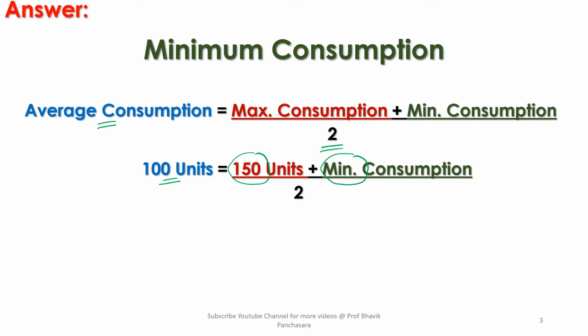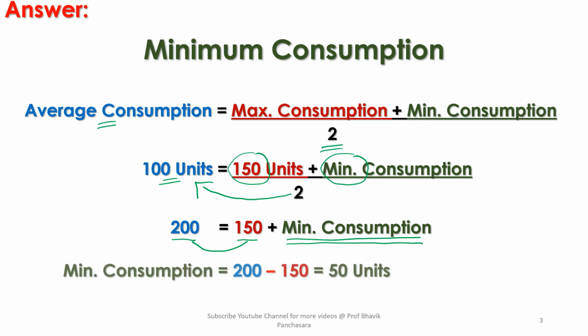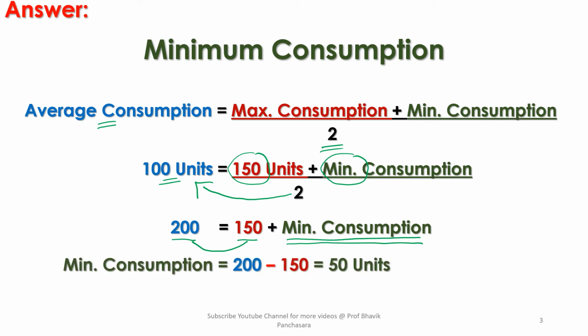For that purpose, this 2 will go left side and will multiply with 100 units. So equation will be like this: 200 is equal to 150 plus minimum consumption. Here we want to calculate the value of minimum consumption. So we will deduct 150 from 200. So finally the minimum consumption will be 50 units.